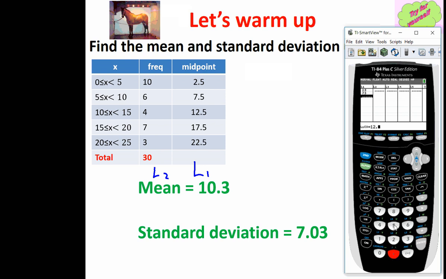Don't assume it's always going up in terms of it's the next one along. It could suddenly jump up to 20 to 25. So just be careful of that. 17.5, the next one. What would be the next midpoint? It would be 22.5. Just double check you've got all those right. Enter in your frequencies. Again, feel free to pause and just do this yourself.